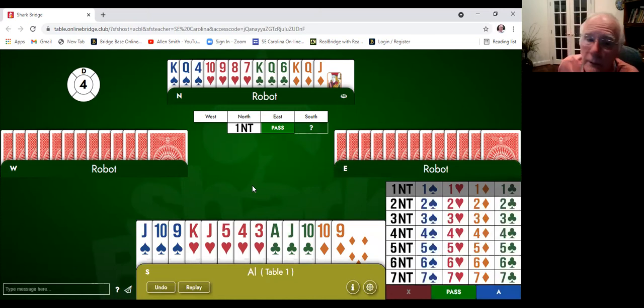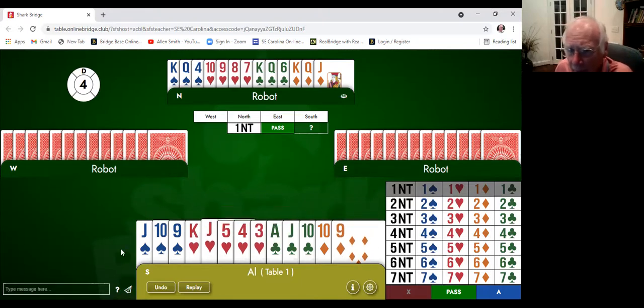It comes around to our hand here. Now we've got a little bit better hand. We've got 4, 5, 6. We've got 10 high card points. We've got 1 extra for the 5th heart. So we've got 11. So we know we want to be in game somewhere.